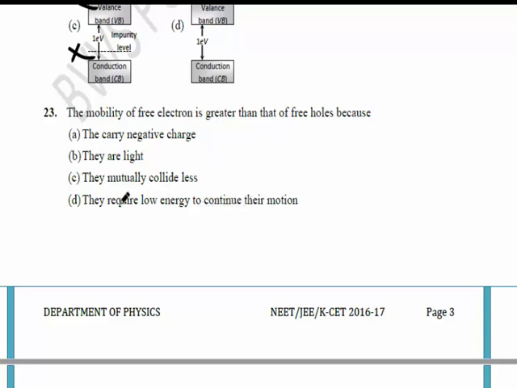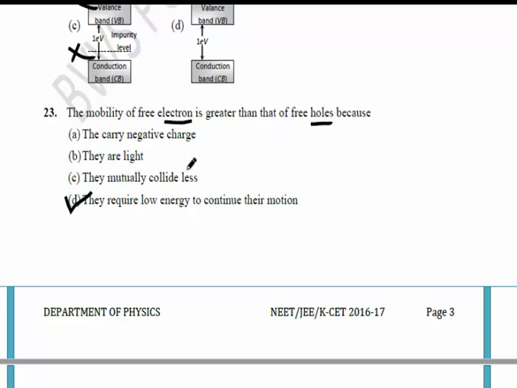to move. And in this way we can say that a simple answer is, free electrons are existing particles, holes are imaginary. Holes means it is a vacancy, it is not any particle, but still we consider a hole as one charge because the vacancy created will move in possible directions. So the hole is imaginary, real is what? A free electron. So free electron mobility is greater than that of free holes because they require low energy to continue their motion. So option is D.